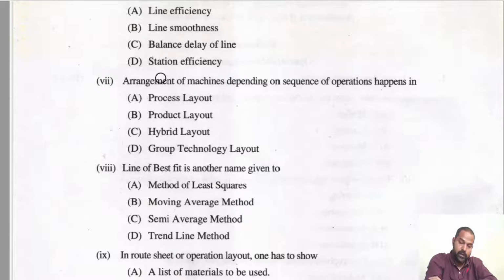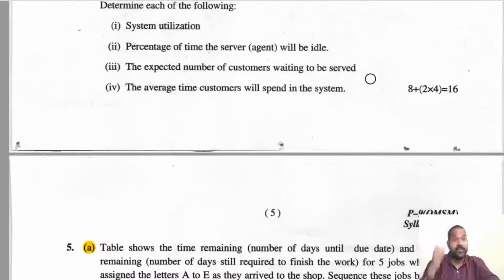Expected number of customers waiting to be served. Waiting to be served. Where do they serve? In the queue. So they are asking you the length of the queue. An average time a customer will spend in the system. Then they are asking you waiting time in the system. So this is basically rho. This is 1 minus rho. This is waiting to be served is LQ, and this is waiting in the system time, which is WS.